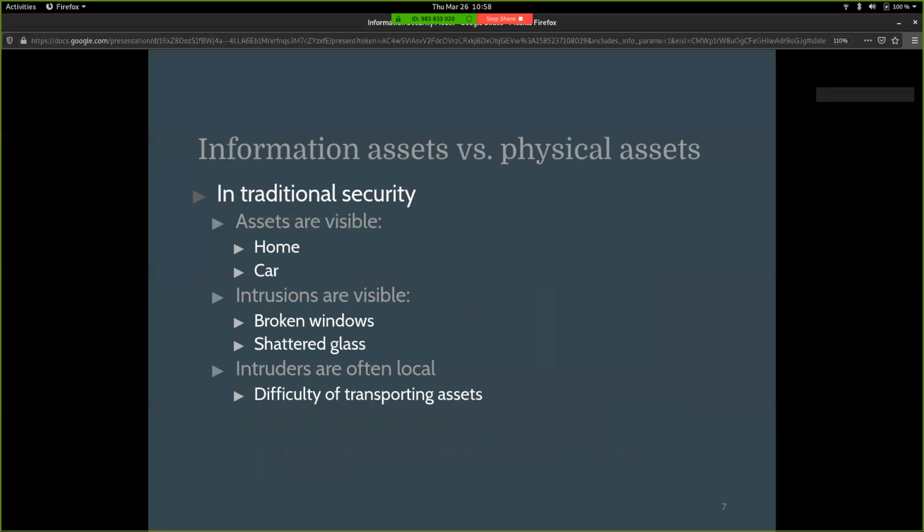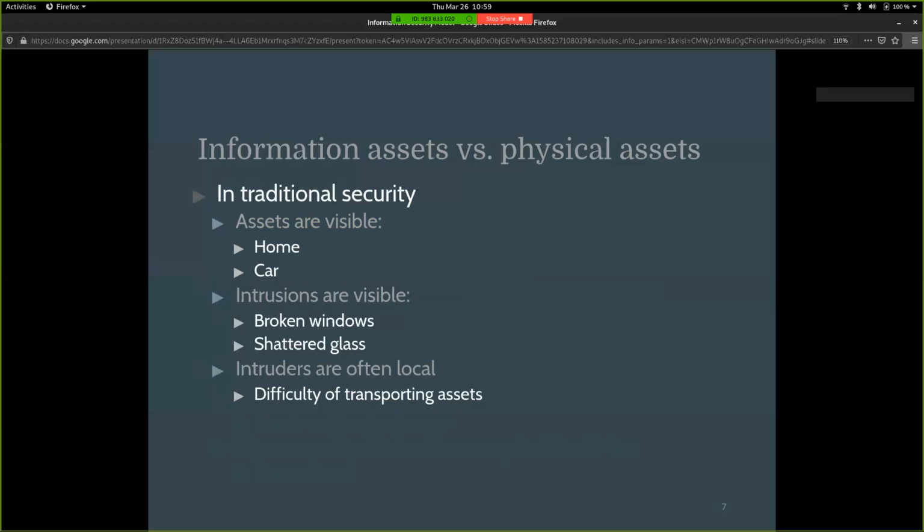If we think about traditional security against physical assets, we think about homes, cars, equipment, devices. We don't want our phones or our tablets stolen. And we can usually easily tell when something's been broken into, right? Or it's been compromised, right? Windows have been broken, there's been shattered glass. You see a door that's been broken into, etc.